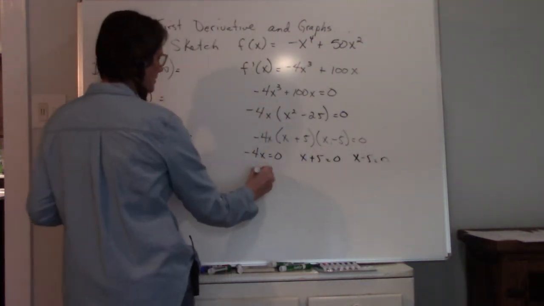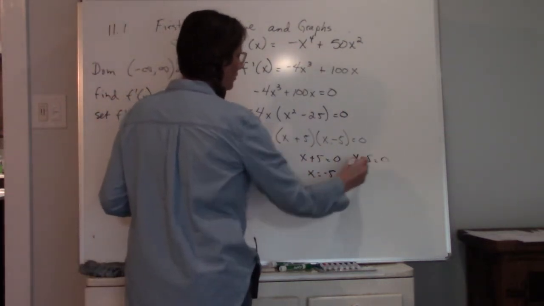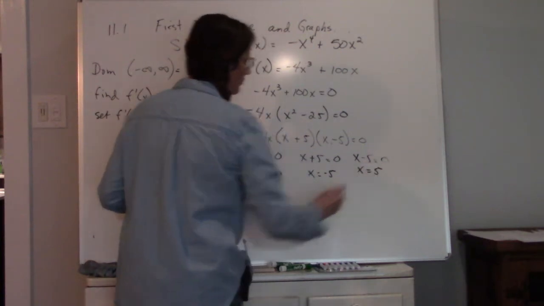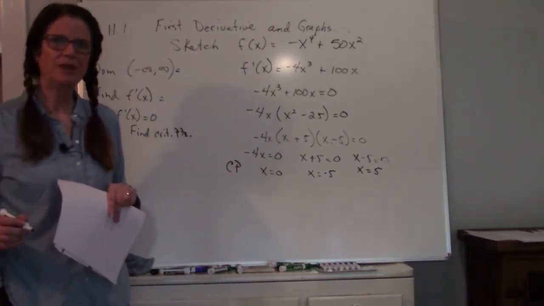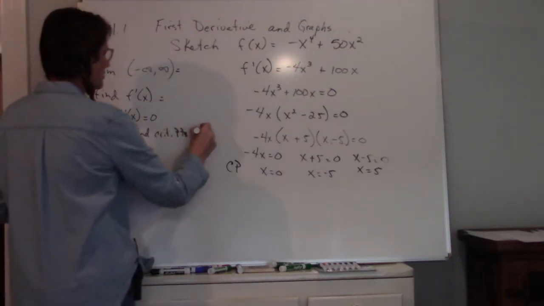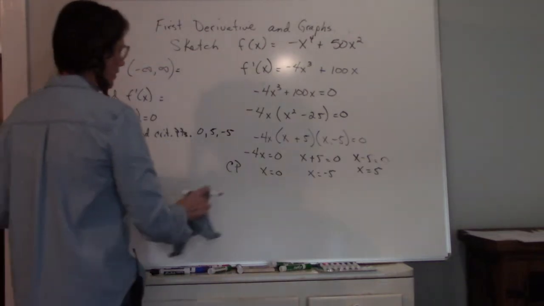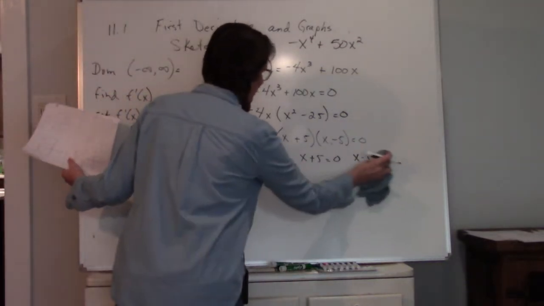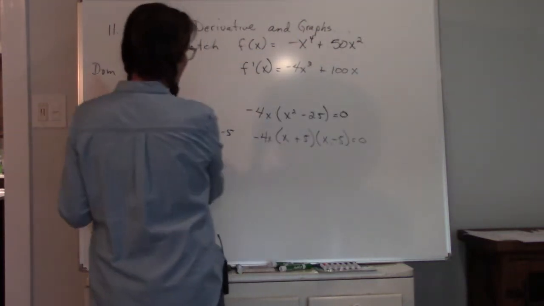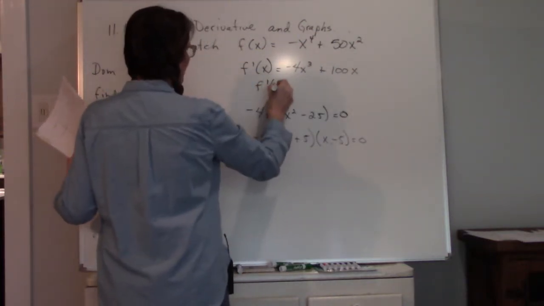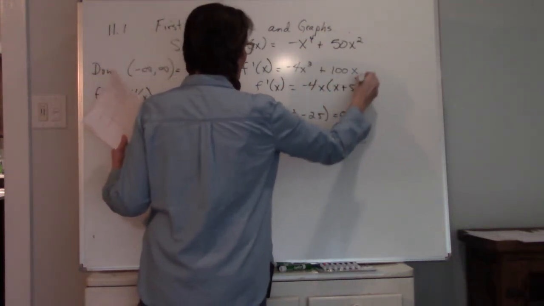So this one, x is going to equal 0. This one, x is going to equal negative 5. This one, x equals positive 5. So what I just found were my critical points. Critical points are 0, 5, negative 5. I've got to erase so that I can work with this, and I'm going to rewrite my derivative in factored form because I like using this to find out what my interval is doing.